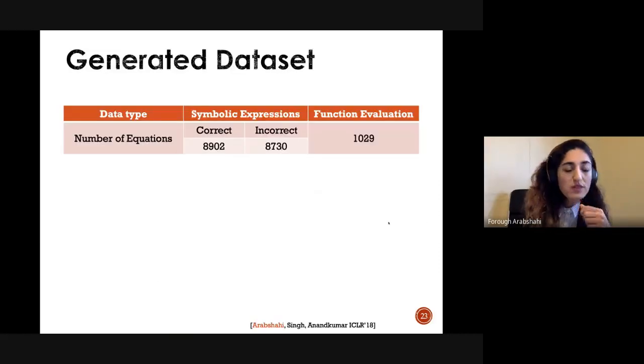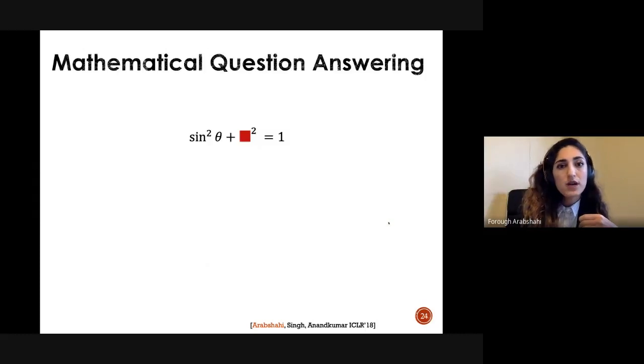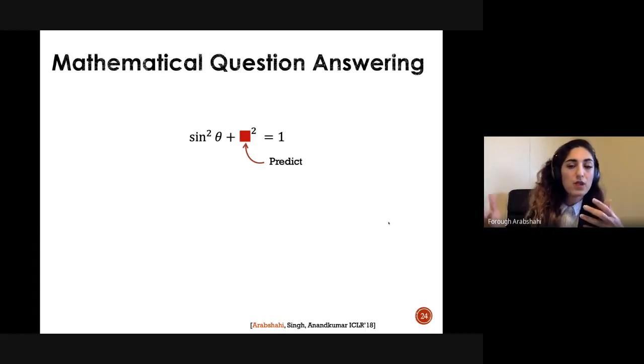And in order to evaluate these, we have generated a data set containing these mathematical expressions. Because this is a controlled generation, we can generate a balanced data set containing correct and incorrect mathematical identities. And we also had about 1,000 function evaluation expressions in the data. So let me start with the first application, which was mathematical question answering. And here, given this equation, I want to predict a value for this blank. The way we do this prediction is to use the blocks that were trained previously.